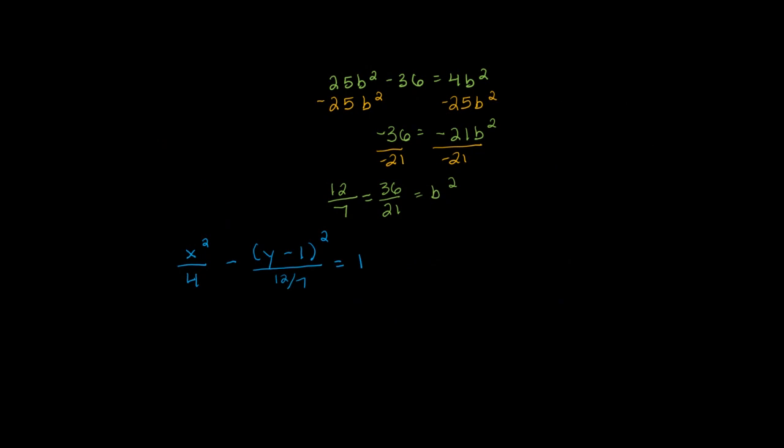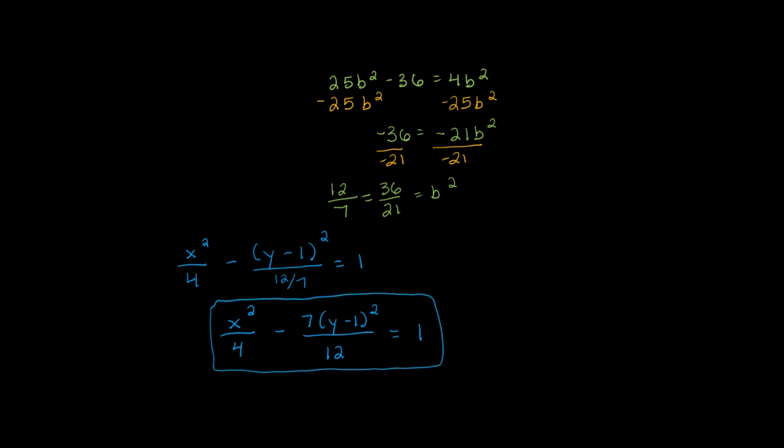And then we don't leave our answer with a fraction inside a fraction. When you're dividing by 12 over 7, that's the same as multiplying by the reciprocal. So we're going to rewrite this as x squared over 4 minus 7 times y minus 1 squared over 12 equal to 1. When you're multiplying by the reciprocal, now your denominator is going to be 12, and 7 gets multiplied on the numerator. And that's how we write the equation for this particular hyperbola.